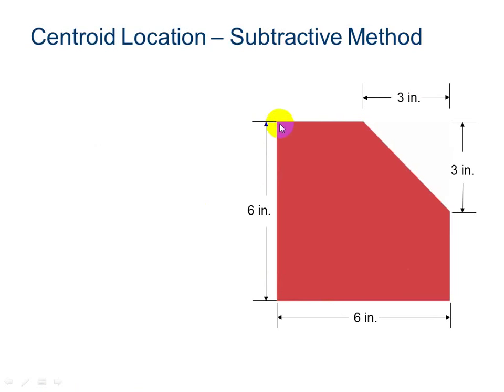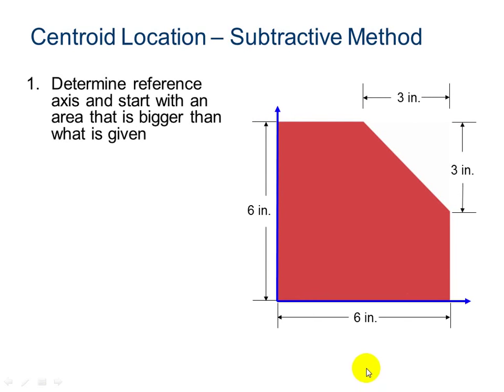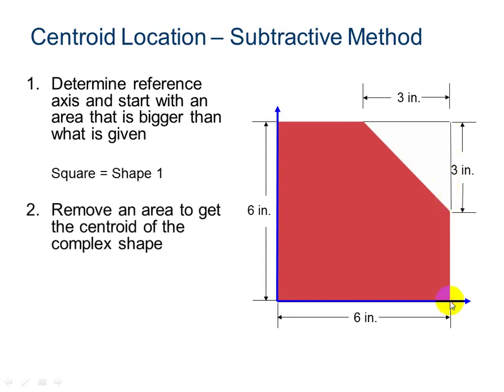So let's start with the shape that's bigger. Let's close this off and make it a square and start with just a square. Oh, and we have to put our reference angles in. I'm going to reference from this corner again. The whole square is going to be my shape number 1. Then I'm going to remove this triangular area right here to get the centroid of my complex shape. So I'm going to find the centroid of the whole square, shape 1, and then take away from it the centroid of this triangle, which we'll call shape 2.